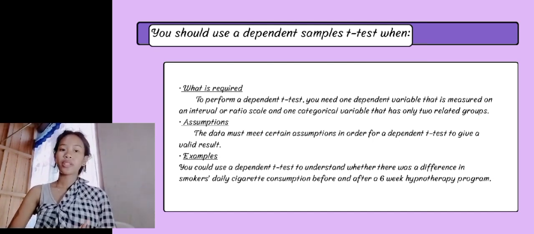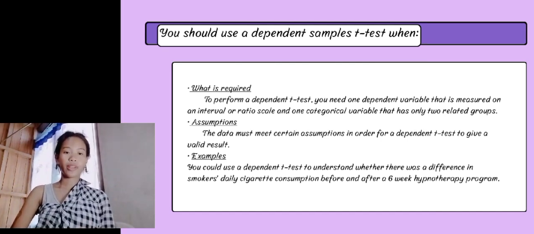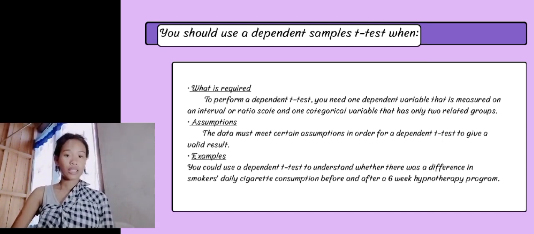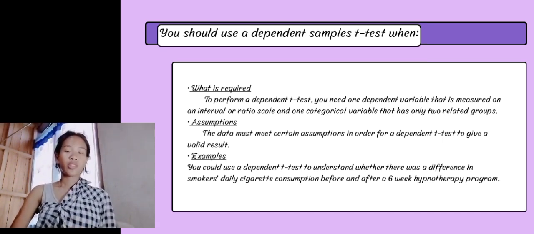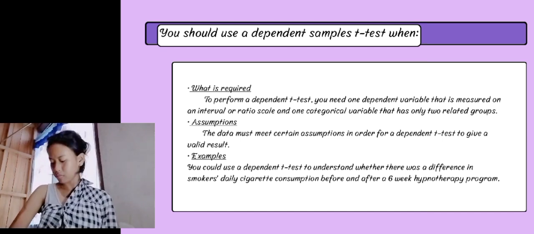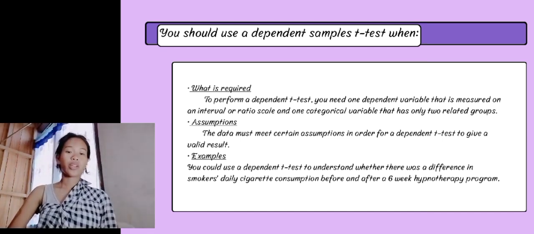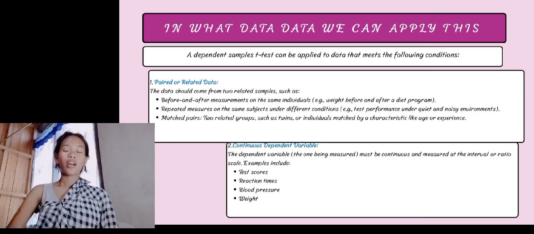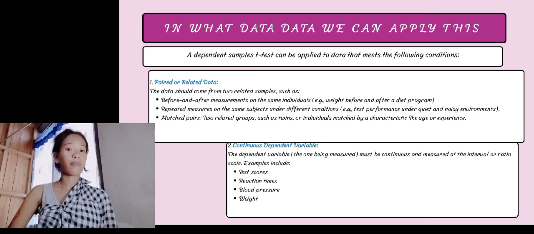That data must meet certain assumptions in order for a dependent t-test to give a valid result. For example, you should use a dependent t-test to understand whether there was a difference in smokers' daily cigarette consumption before and after a 6-week hypnotherapy program. On what data can we apply this? A dependent sample t-test can be applied to data that meets the following conditions.